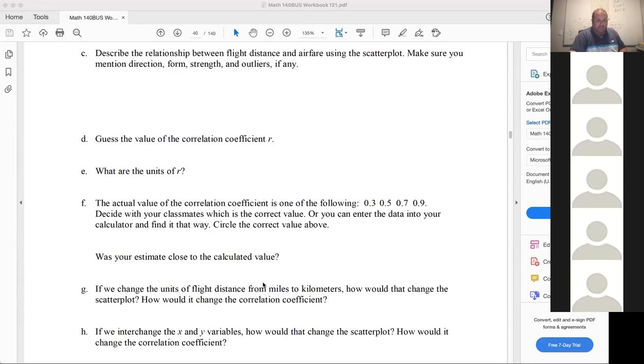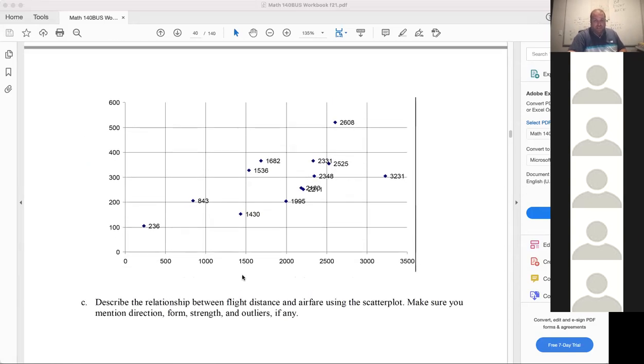G. If we change the units of flight distance from miles to kilometers, how would that change the scatter plot? And how would it change the correlation coefficients? If we changed it from miles to kilometers, how will that change the scatter plot? Wait, if you... sorry. No, go ahead. Oh, I was going to say, if you just changed the units or if you converted it from miles to kilometers. I would assume converted it from miles to kilometers. I believe the graph would just change, but the correlation coefficient wouldn't change at all.